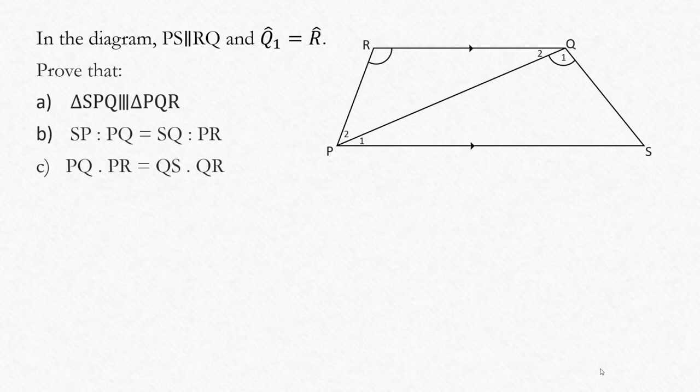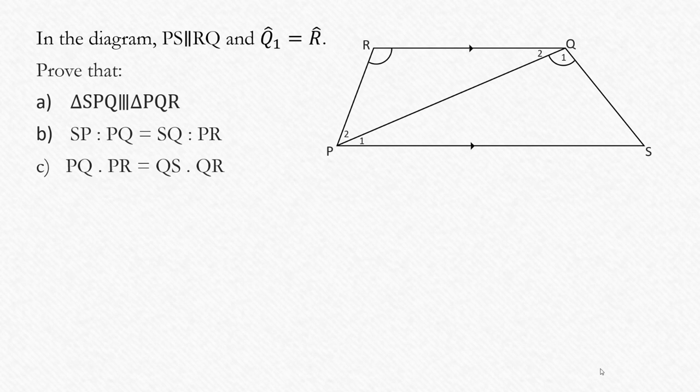Hello, let's do our activity 4. Okay, let's read the information. In the diagram, PS is parallel to RQ and angle Q1 is equal to angle R. Prove that triangle SPQ is similar to triangle PQR.